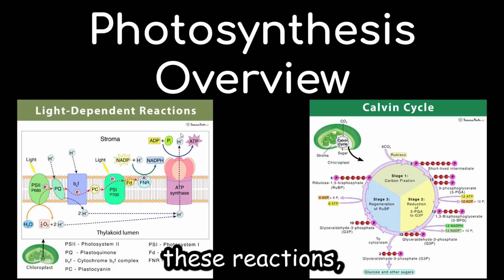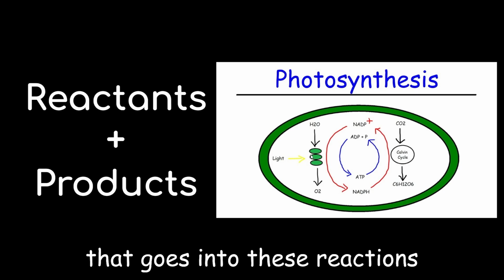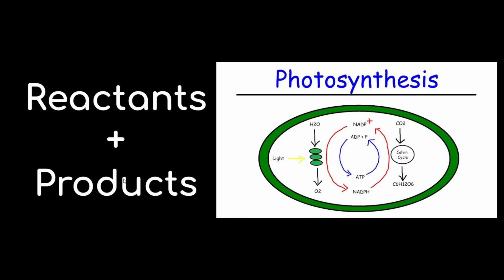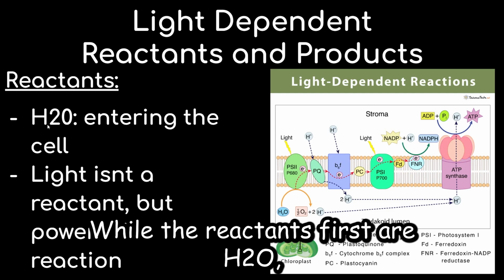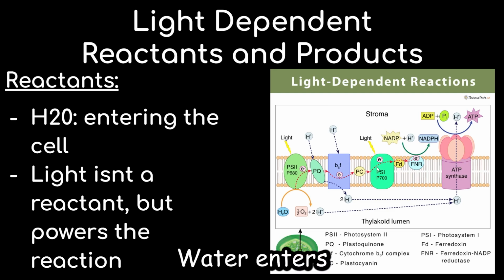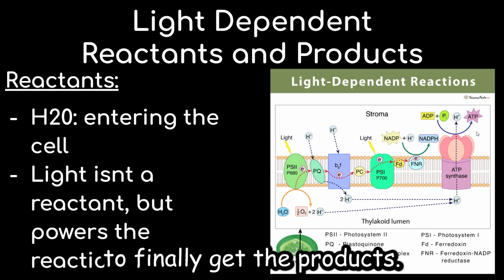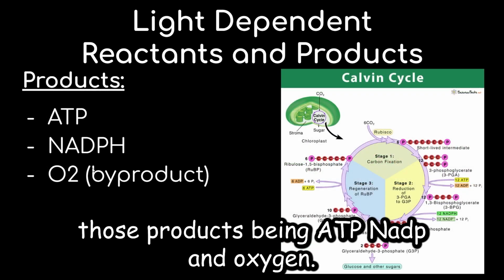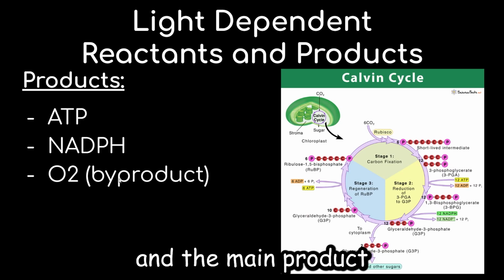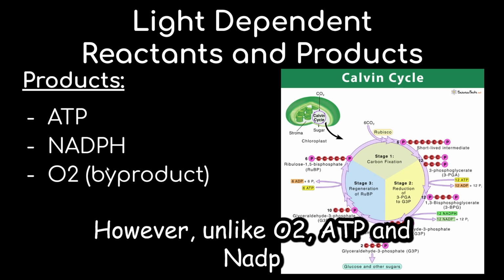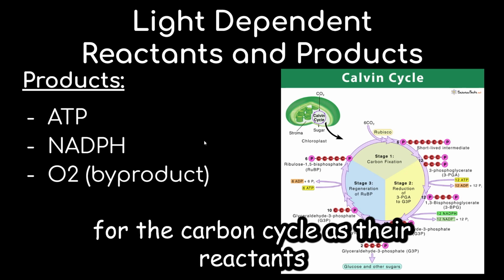In order to understand these reactions, you will have to know the reactants, which are the stuff that goes into these reactions that will help produce the products. Light-dependent reactions and products. Well, the reactants first are H2O, otherwise known as water. Water enters the cell into photosystem 2 and starts a whole chain of reactions to finally get the products in the end. Those products being ATP, NADPH, and oxygen. Oxygen isn't a direct product, it's actually the byproduct. However, unlike O2, ATP and NADPH will be used for the Calvin cycle as their reactants.